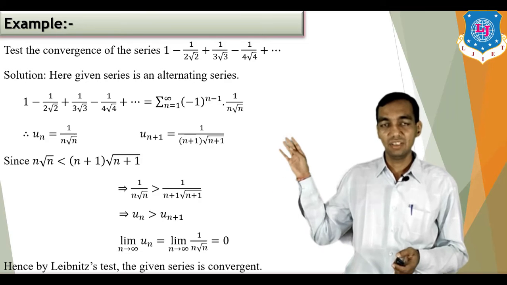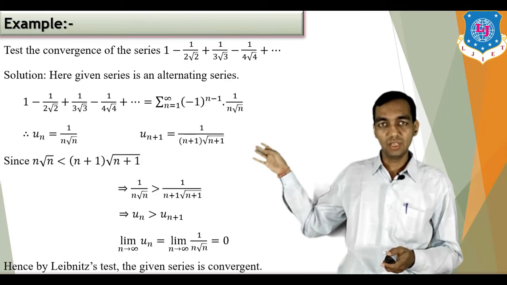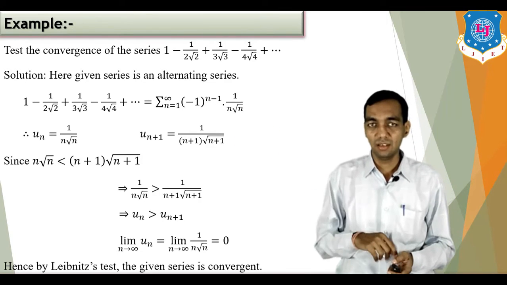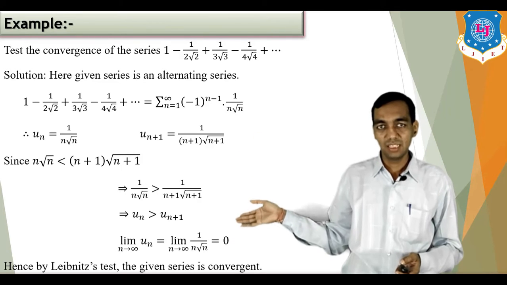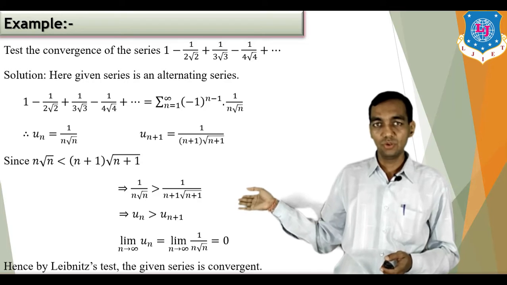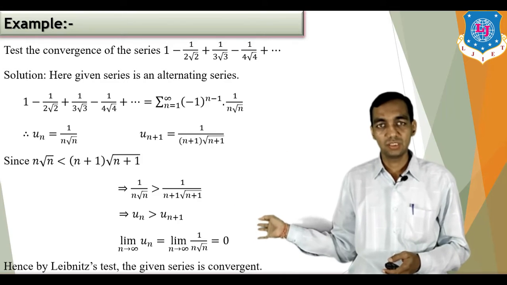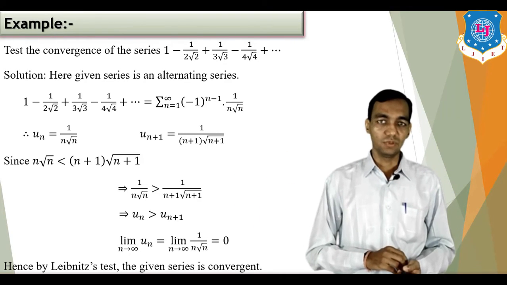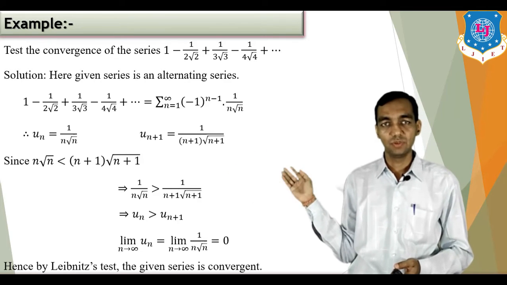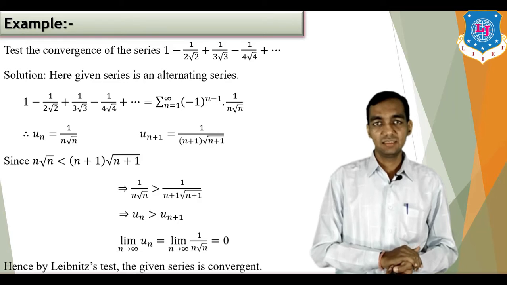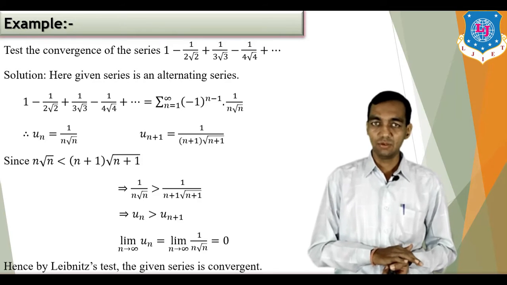For that we are starting with an inequality. n root n is obviously less than (n+1) root (n+1), correct? So if you take the reciprocal, then you will have 1 upon n root n is greater than 1 upon (n+1) root (n+1). So the left hand side is your un, the right hand side is your un+1, and that's why this series is numerically decreasing without sign.